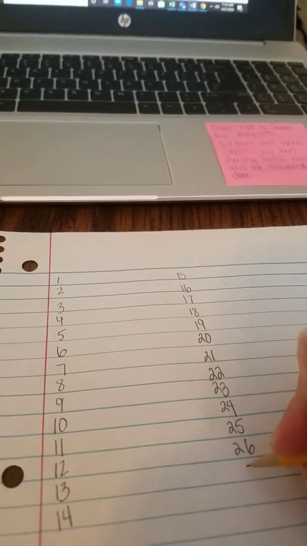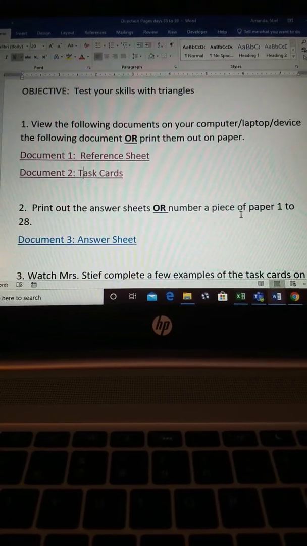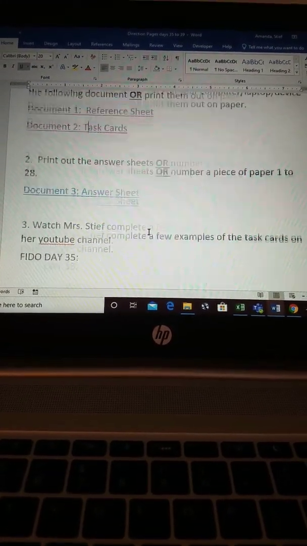And then when you have your 28 lines numbered, just like that, you can play the video again. Okay, so I did number 2. I didn't print out the answer sheet, but I numbered the piece of paper 1 to 28.